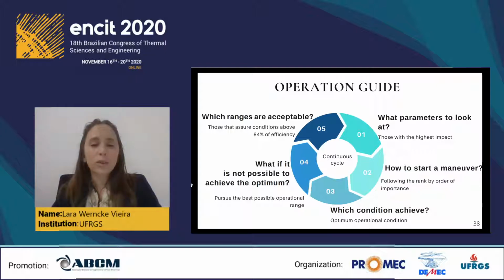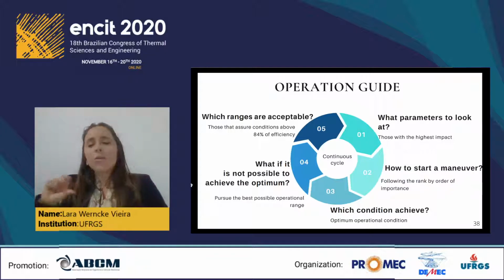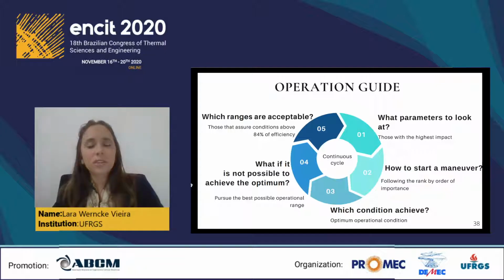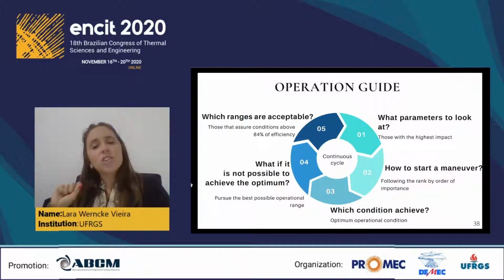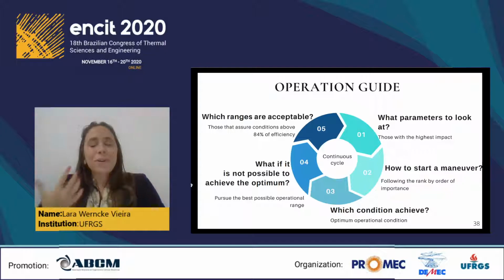But this operation guide, what is it? What do we want to answer with an operation guide? We want to answer these kinds of questions. First of all, the operator wants to know what parameters to look at. He has a lot of parameters during the operation, so the operator needs to look at the parameters with the highest impact on efficiency. And second question, how to start a maneuver? If I need to change the operation condition of the steam generator, how do I start, considering that I am the operator of the power plant? They will follow the rank by order of importance, considering the parameters with the highest impact on the steam generator efficiency.